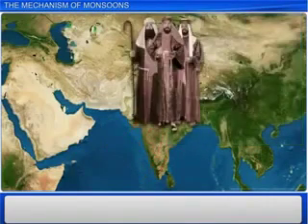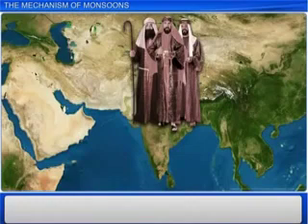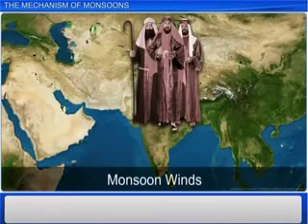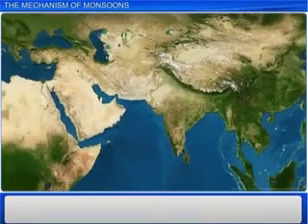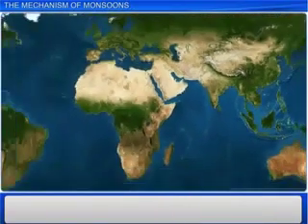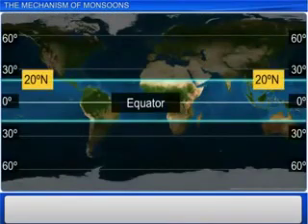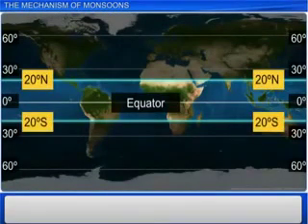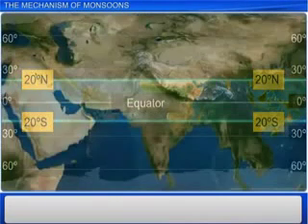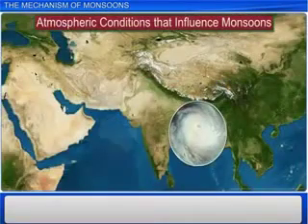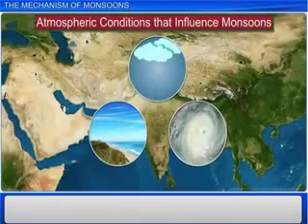The Arabs, who had also come to India as traders, named this seasonal reversal of the wind system monsoon. The monsoons are experienced in the tropical area, roughly between 20° north and 20° south. Various atmospheric conditions influence the monsoon winds.